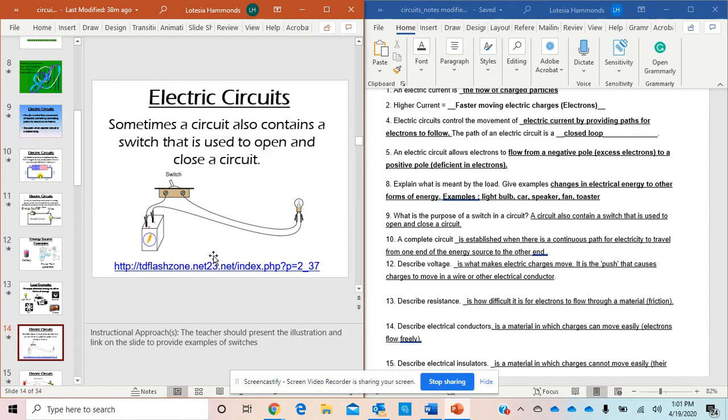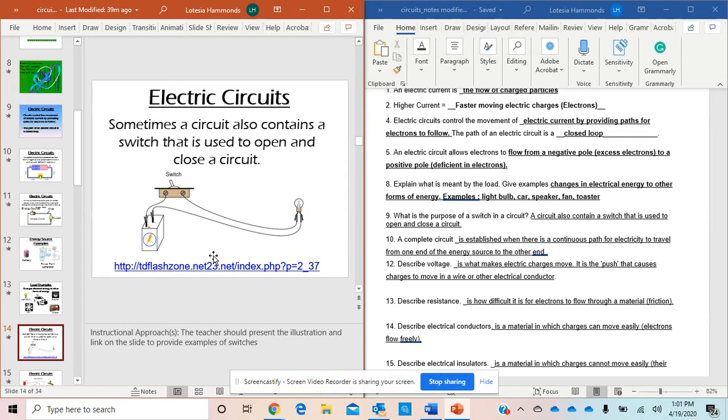All right, so sometimes in a circuit, you also contain a switch that is used to open and close the circuit. So if you think about when you walk into a room, that room's wiring is that electrical circuit. And then by the door, typically, or somewhere in the room, you have a switch that you use to power the lights that are in the room. And the reason why you have a switch is because it allows you to open and close the circuit.